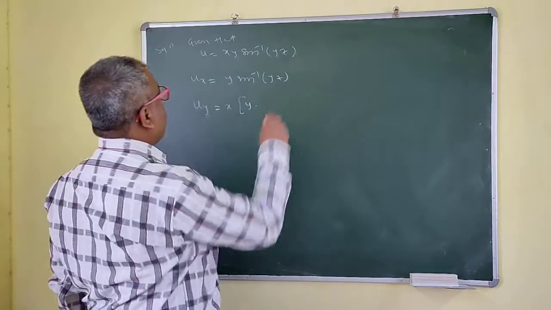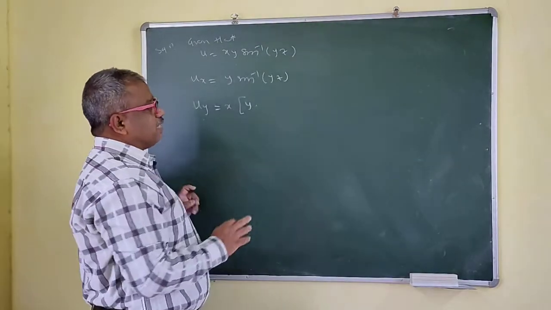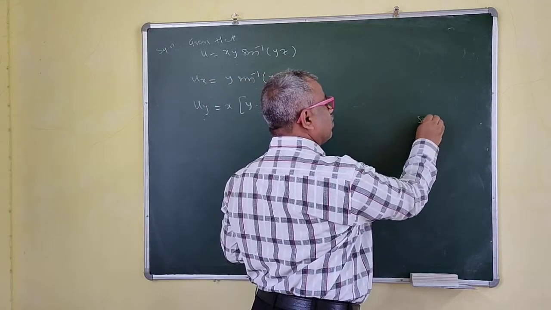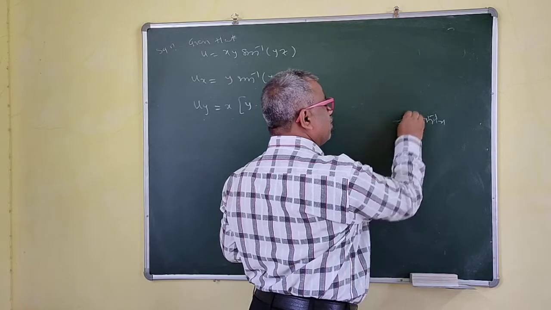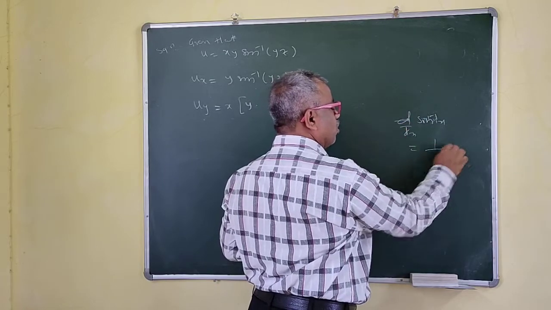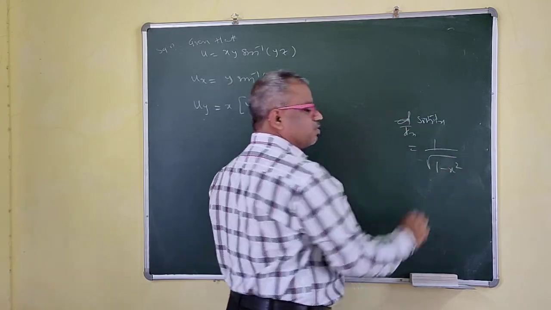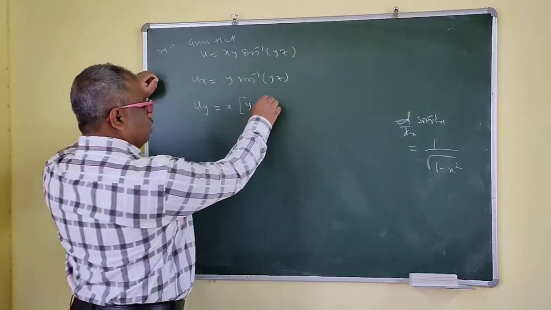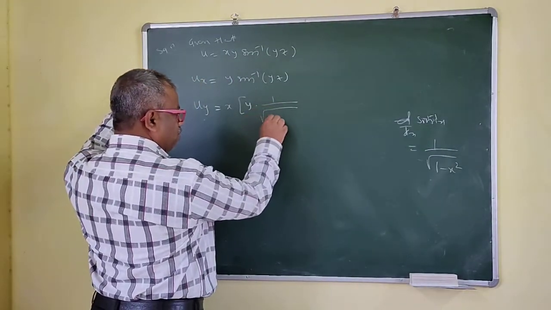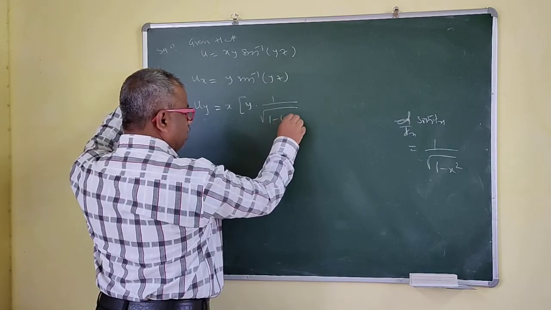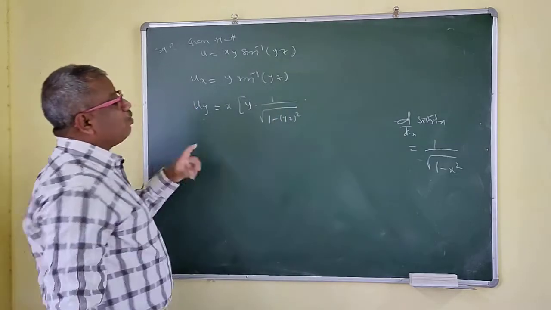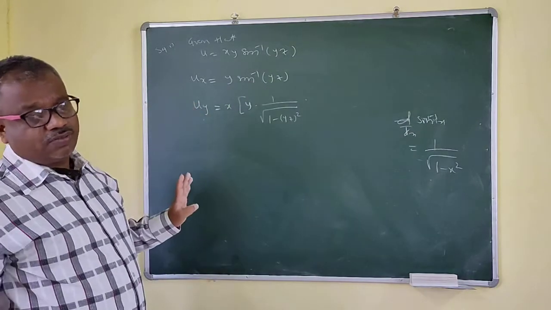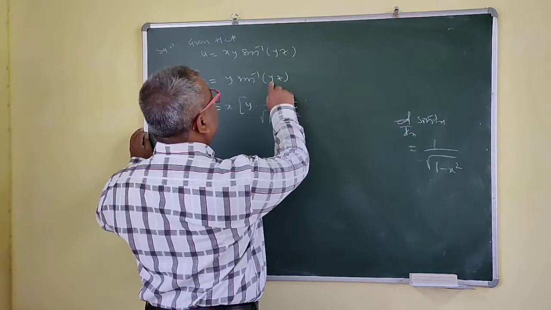So the derivative of sin inverse x is what? You know that the derivative of sin inverse x is 1 upon root of 1 minus x square. We will apply that. So this is something now. So 1 upon root of 1 minus yz square, into the derivative of yz partially with respect to y. This is very important. So the derivative of yz is what?